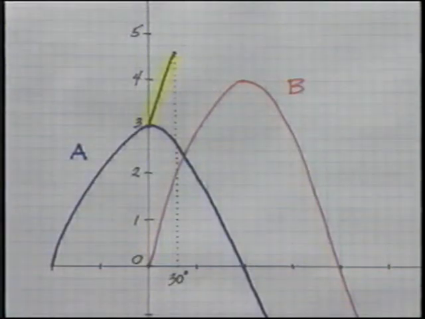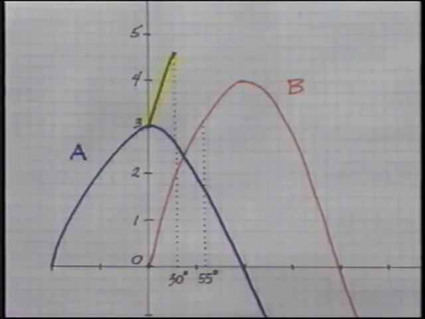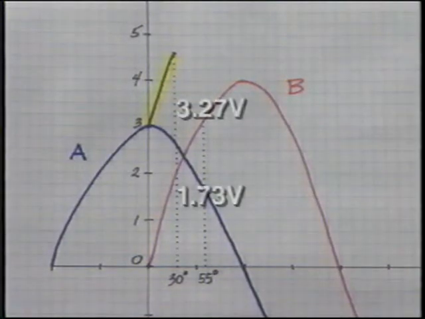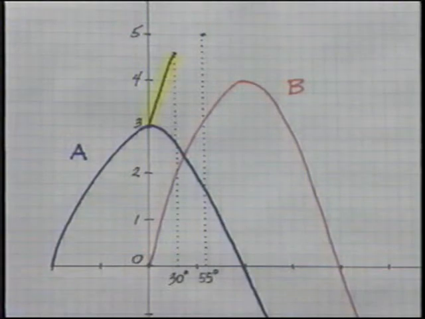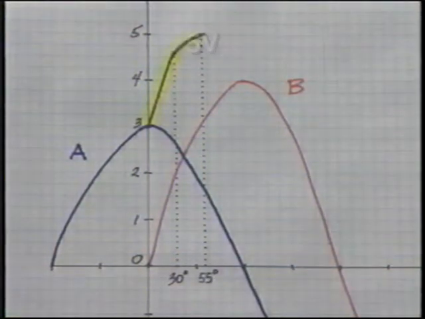Continuing along the horizontal axis, by very careful measurement, you find that at 55 degrees, the value of A is 1.73 volts, and the value of B is approximately 3.27 volts. Adding these two values together yields 5 volts for the resultant sine wave. Extend the resultant waveform to include this point.